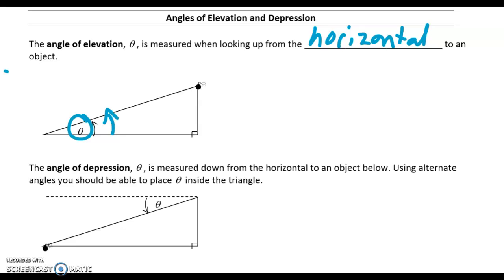An angle of depression is measured down from the horizontal to an object below. So here's our horizontal, it's the angle downwards from the horizontal. And if we use alternate angles, noting that these two are parallel, this angle in here is actually the same angle down there. So that's also theta.